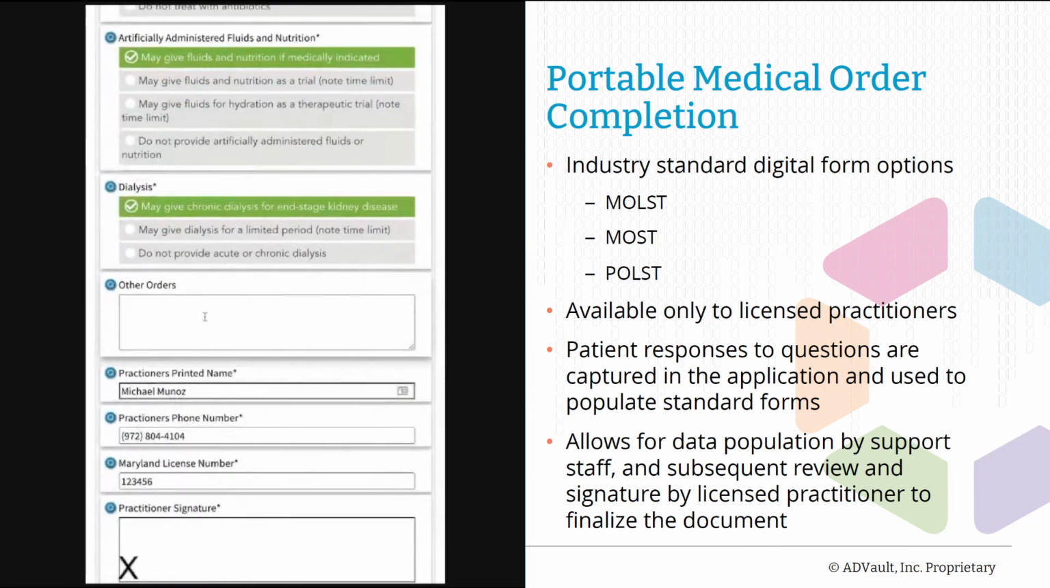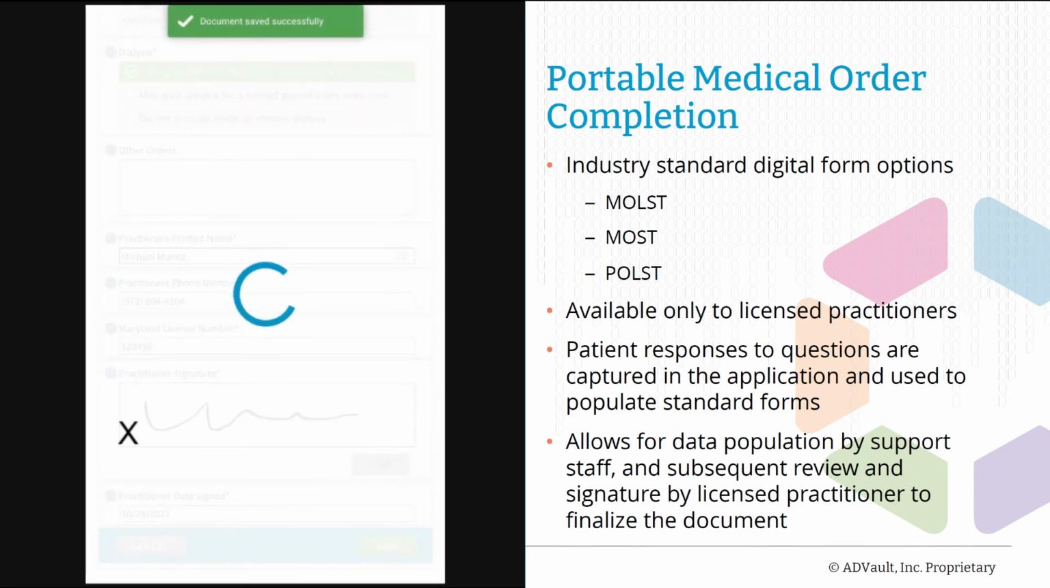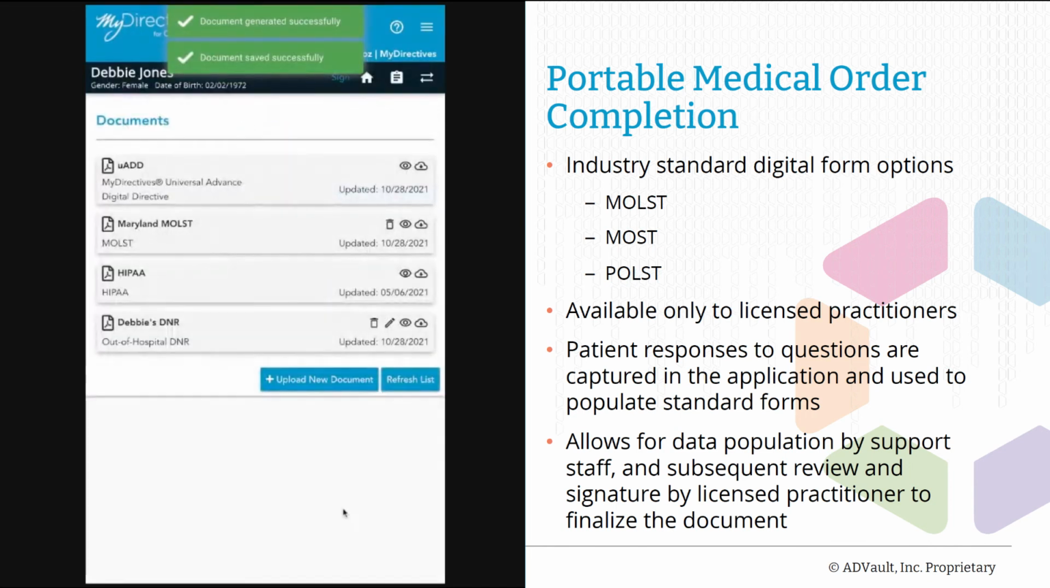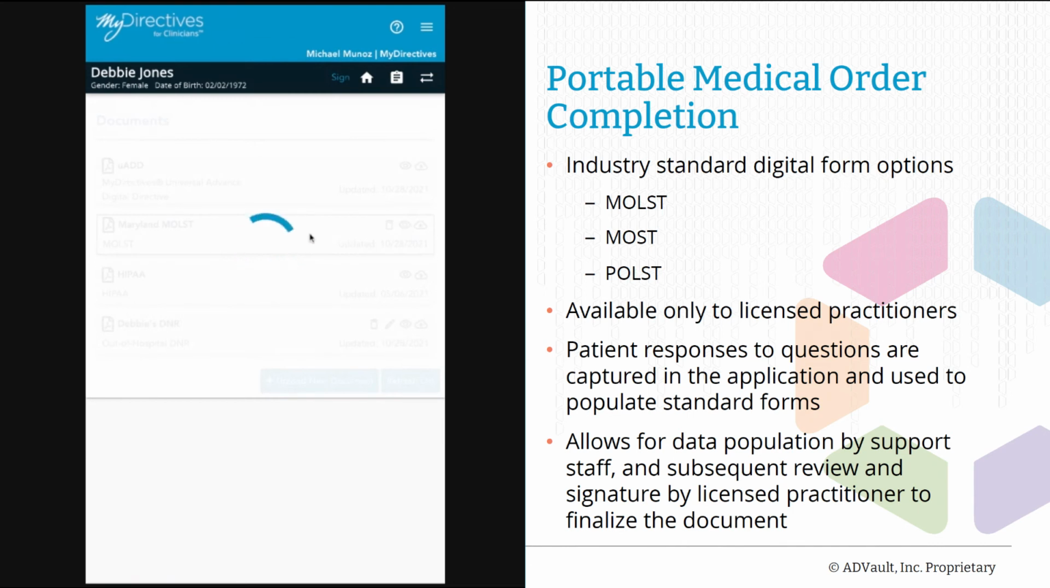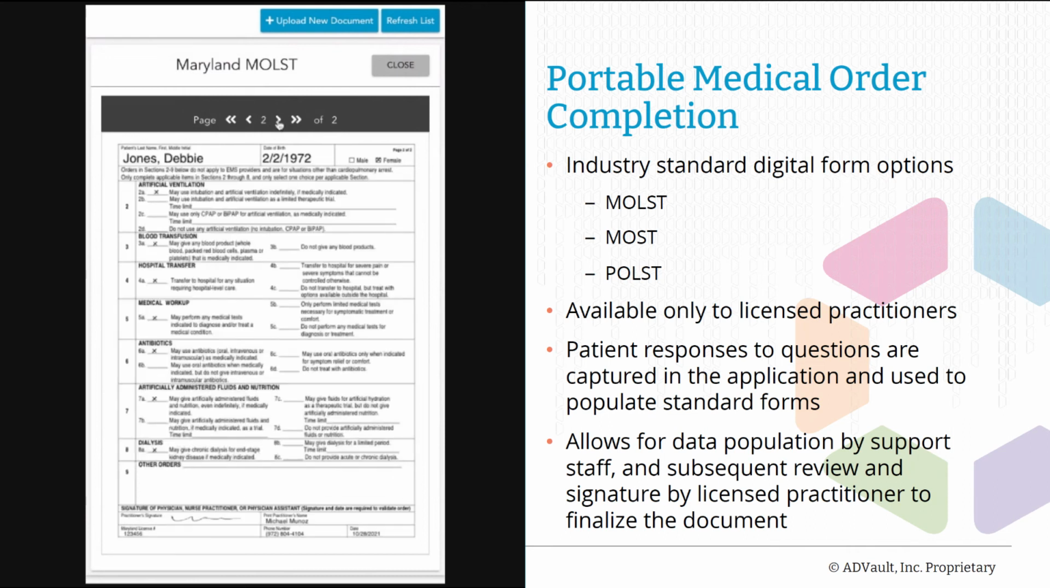If there's any additional orders, those can be input. You'll notice that, again, the user that's logged in, its credentials will show up here. So as the practitioner, I would come in and again, sign the document, click save, and all of those responses will be populated into the Maryland MOLST form. So now you'll see that this document's been added to the document list. And when we go view it, all of those responses have been fed into the current version of the Maryland MOLST document, both front and back pages.